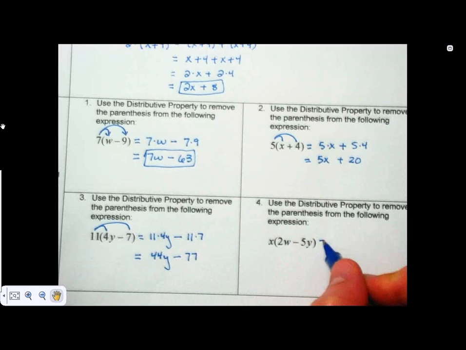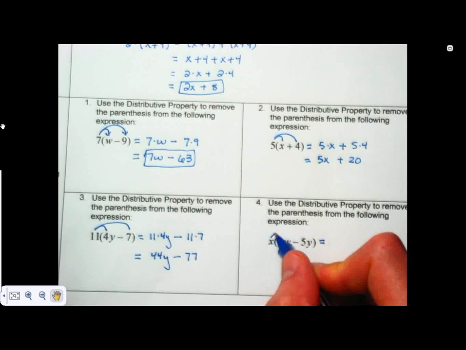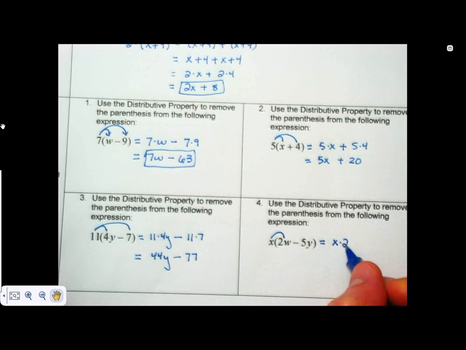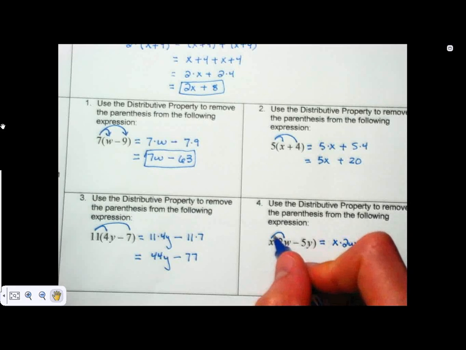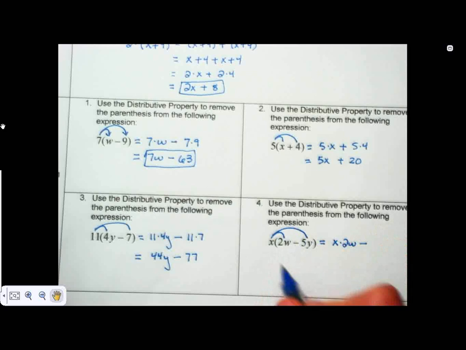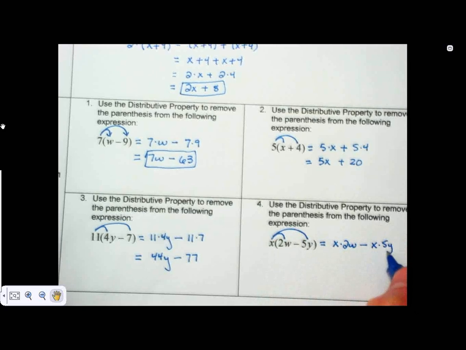So for number 4, same thing. I'm going to multiply the guy on the outside times the first term on the inside. So that's x times 2w. And then the minus stays the same. And then I'm going to multiply the guy on the outside by the second term. So I'll have x times 5y.